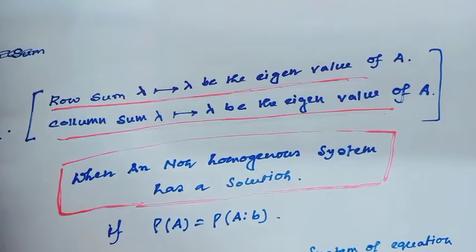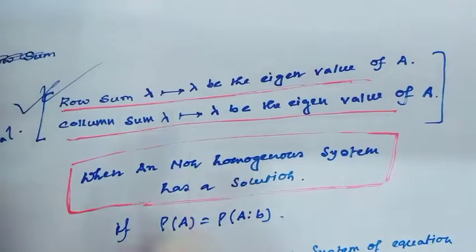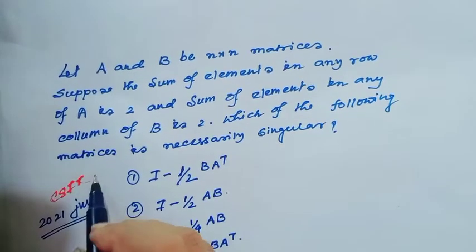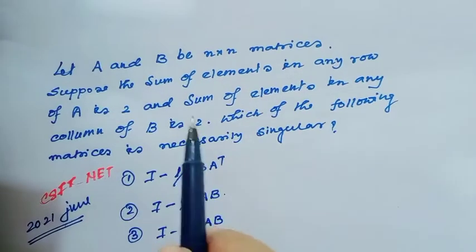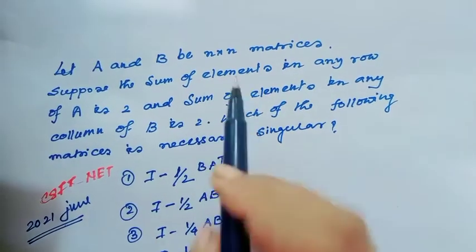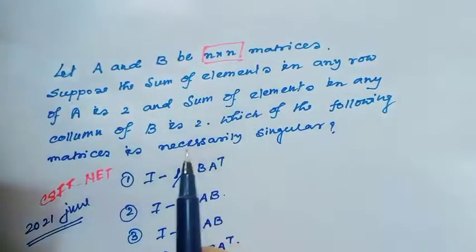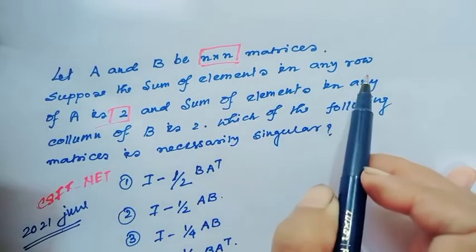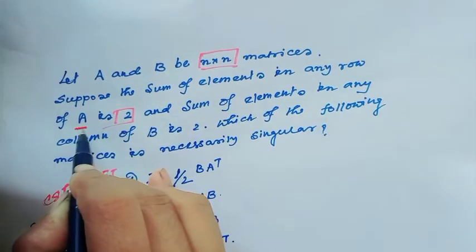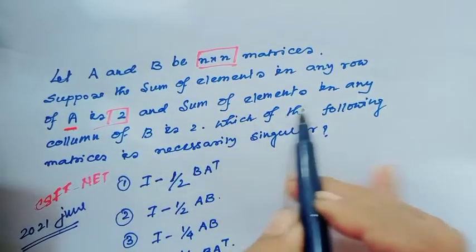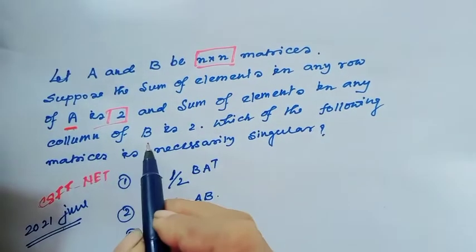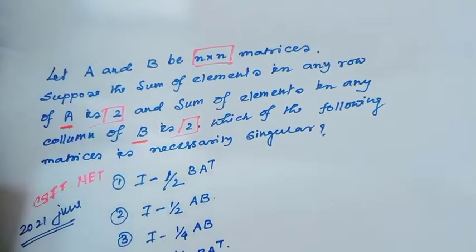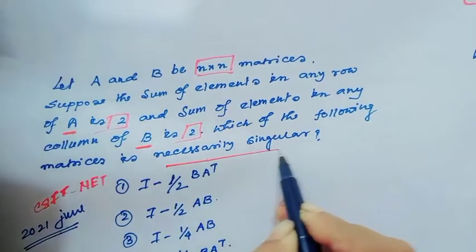This is our goal of today's lecture. Now let's see the first question which depends on this topic. The first question which came in CSIR NET 2021 exam. The question is: A and B are n cross n matrices. Suppose that the sum of elements in any row of the matrix A is 2 and the sum of elements in any column of the matrix B is 2. Then which of the following matrices are necessarily singular?